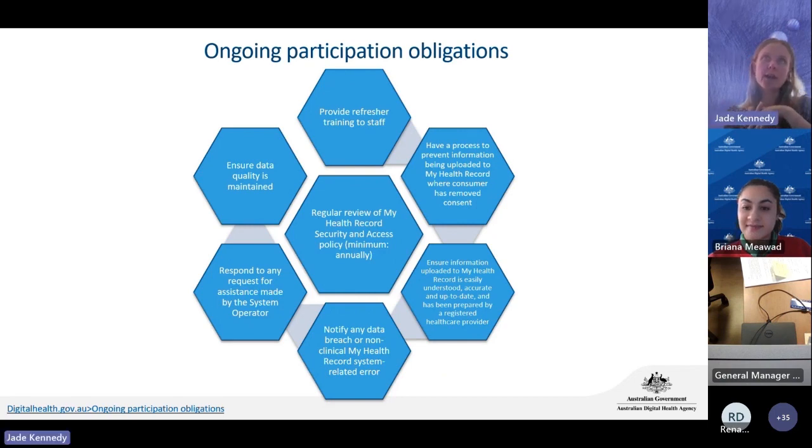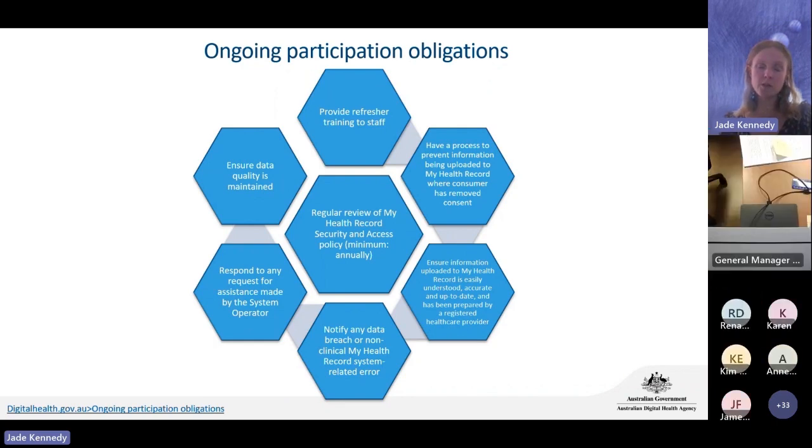So as we saw on that slide that I showed you at the beginning, in addition to the obligations that exist prior to registering with the My Health Record system, there's also a number of obligations that arise once an organisation has registered, and which are ongoing as long as they're registered with the My Health Record system. These match those obligations that were shown on that first slide. Obviously, I've covered the requirements around the security and access policy, as I mentioned earlier. This needs to be reviewed at least annually, but also every time any new risks are identified for the organisation.